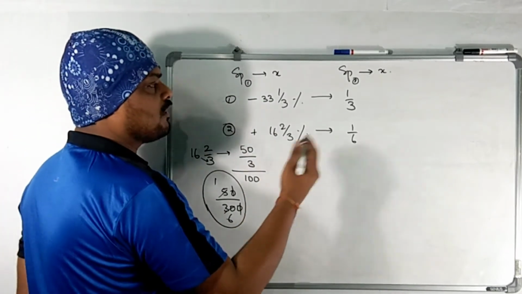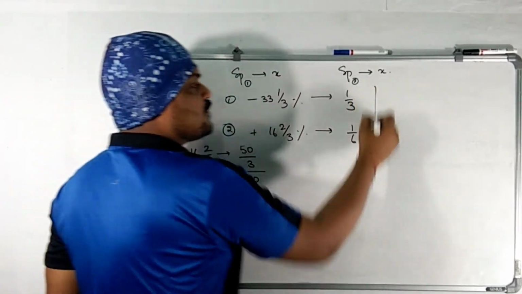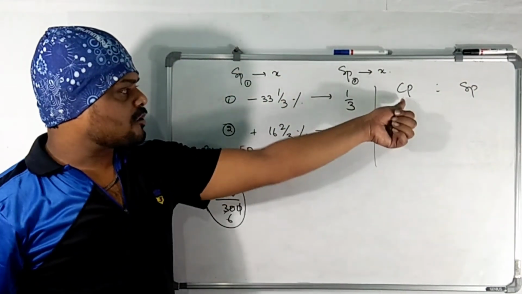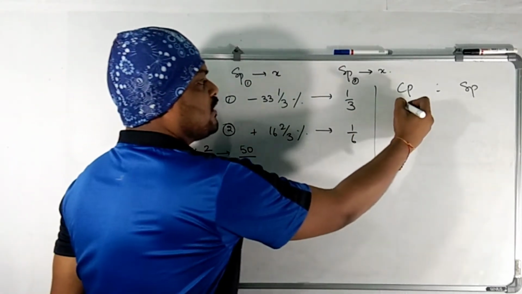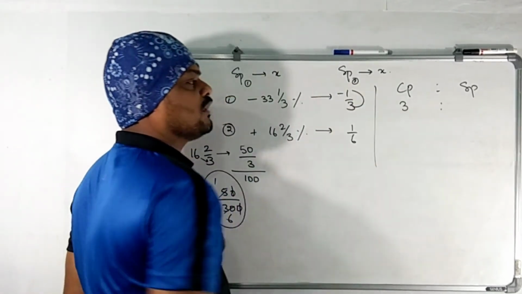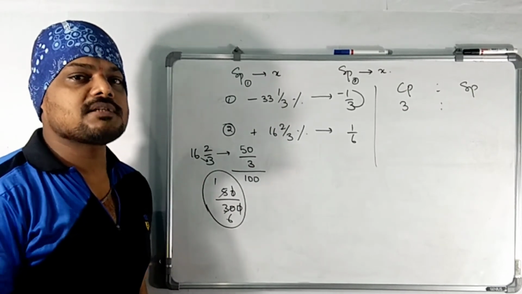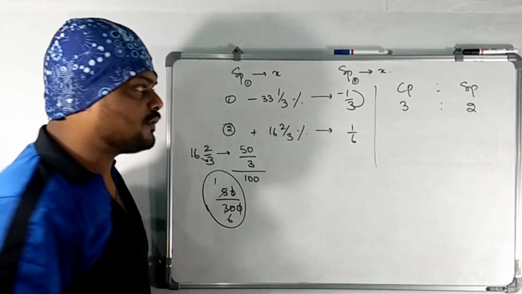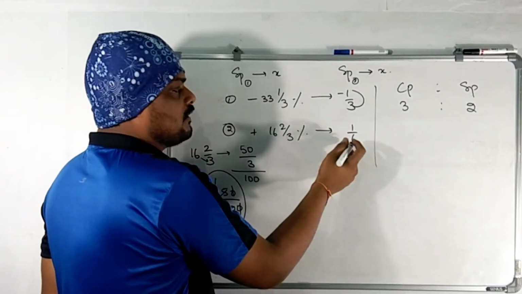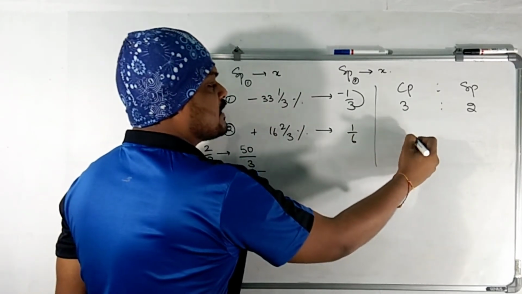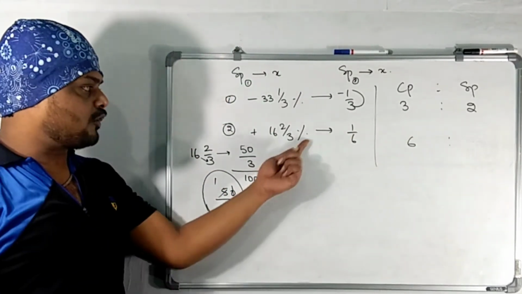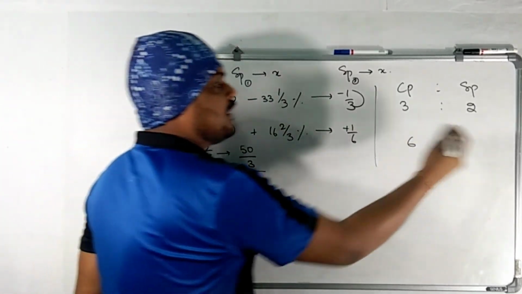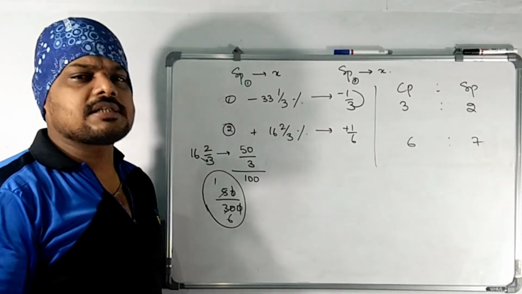So here let us try to solve the question. Here, if you see the values of cost prices and selling prices of the first article and the second article, the cost price of the first article is 3 units, and he got a loss of 1 unit. It means he sold it for 2 units. In the second article, the cost price is 6 according to the percentage, and he got a profit of 1 unit. Then he sold it for 7 units.